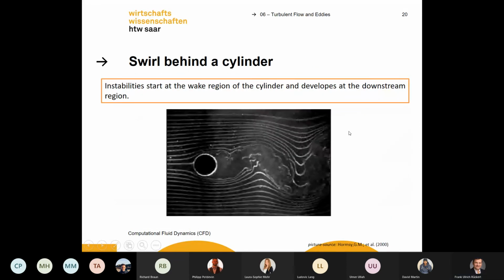Okay, here is the next swirl behind the tube. You have this tube again. Now we have made some visualization with smoke, and in the wake region you see turbulent swirls. You can see turbulent behavior.